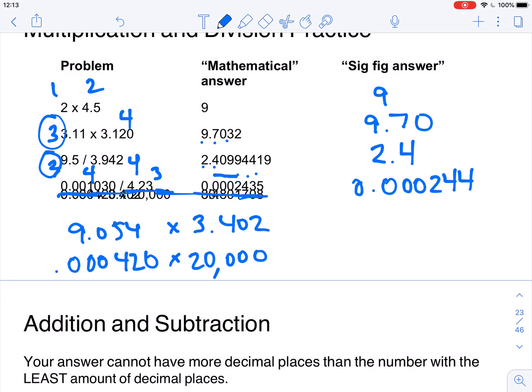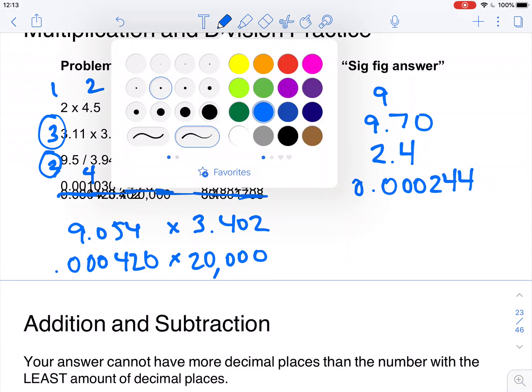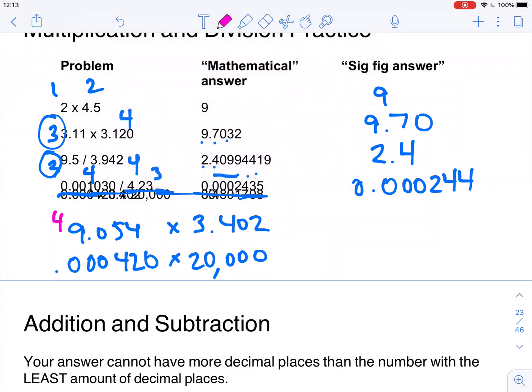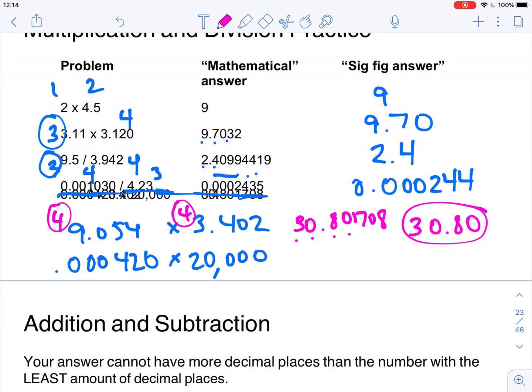For 9.054 and 3.402, when I multiply both of those, both of those have 4 sig figs. My answer should also have 4 sig figs. My answer that is on your paper is this. So if I'm counting out 4 sig figs, then that's a 3, 1, 2, 3, 4. That's going to round down to 30.80. Remember that 0 is going to be significant at the end.